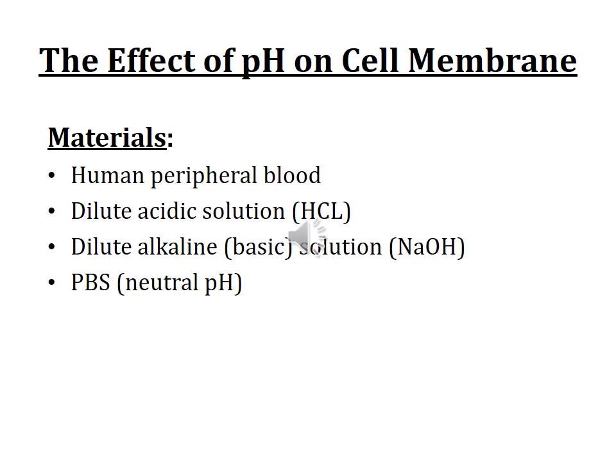Now, the second external factor that we'll be testing is the pH. What is the effect of adding extreme pH, on the basic side and on the acidic side, to the cell membrane? So the materials that we need are the human peripheral blood, dilute acidic solutions such as HCl, which has a very low pH, dilute alkaline solution such as sodium hydroxide, which has a very high pH, very basic, and PBS, which is the perfect solution for red blood cells. It's isotonic and has a neutral pH, pH 7.4. Let's find out.